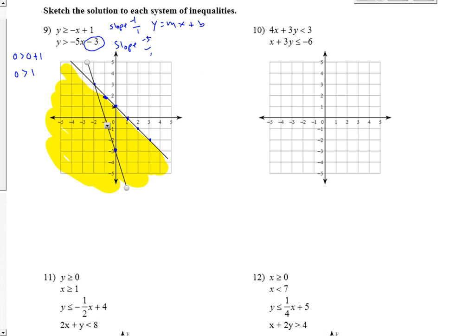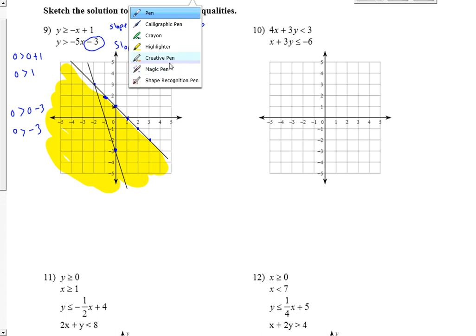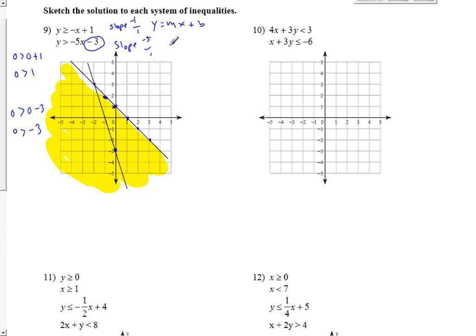Now I have to figure out the shading. For testing the point 0, 0 in the second equation, I will get 0 is greater than 0 minus 3. And we have to determine, is 0 greater than negative 3? No, negative 3 is smaller than 0. So what we want to do is shade away from the point 0, 0, which means I'm going to be to the left of that line, or below that line, however you want to look at it.